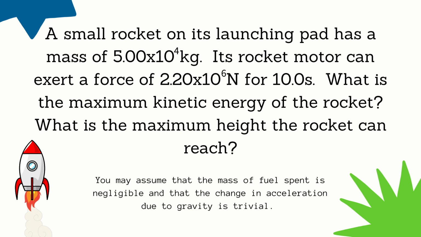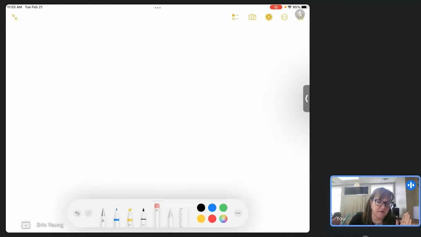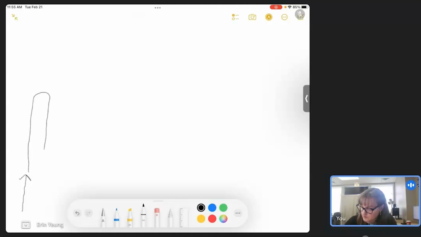What is the maximum height the rocket can reach? You can assume that the mass of the fuel spent is negligible and that the change in acceleration due to gravity is trivial. I know I told you to draw a picture every time you start. In this case, you're just going to have your rocket going up. It's going to go up, it's going to reach its maximum height, and it's going to come back down. And we're going to look at the energies happening.